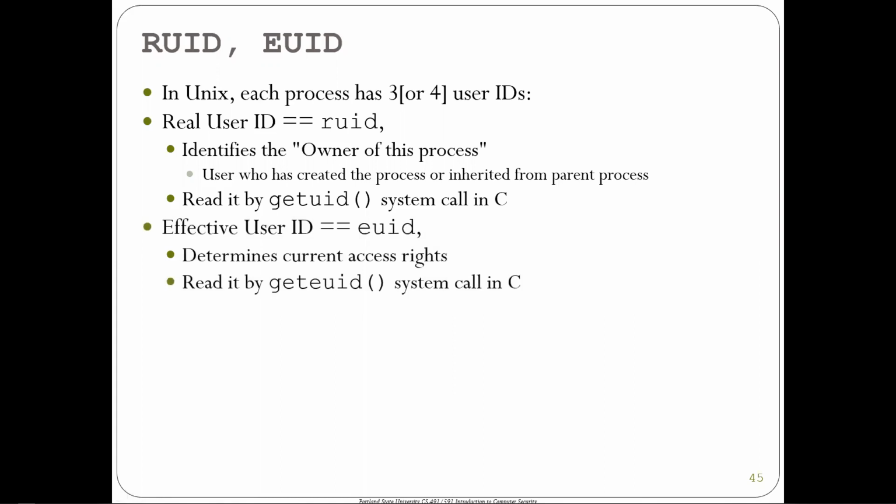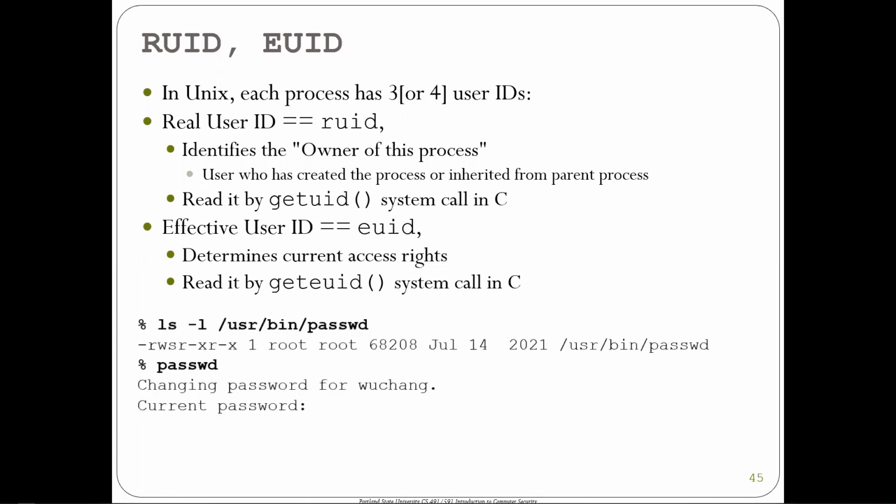There's also an effective user ID. So if you are allowed to elevate your privilege level, you're going to be acting as a different user with elevated privileges, and that's what the effective user ID or EUID is. And this determines your access rights. And this is important. So you can get access to both of these things by doing a process listing.